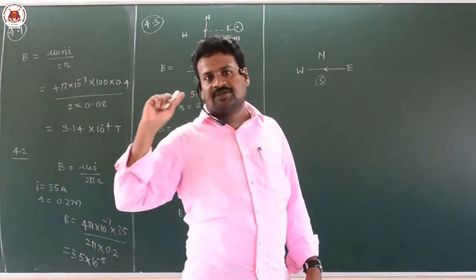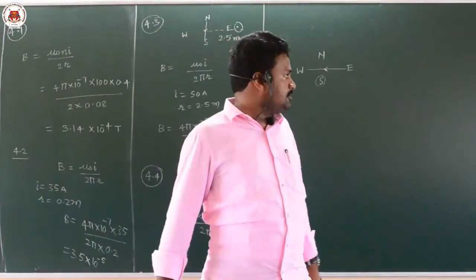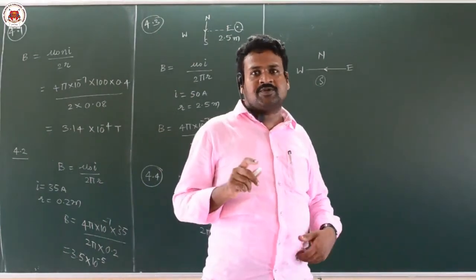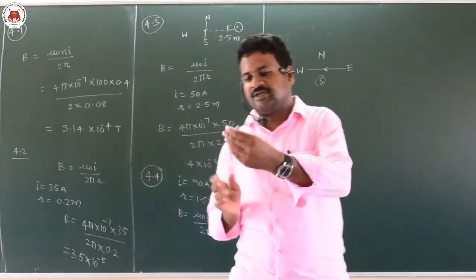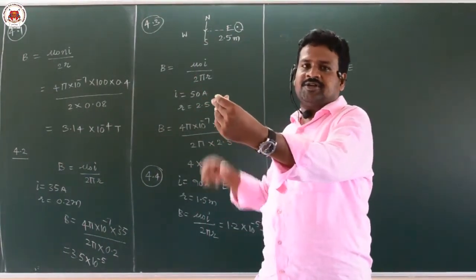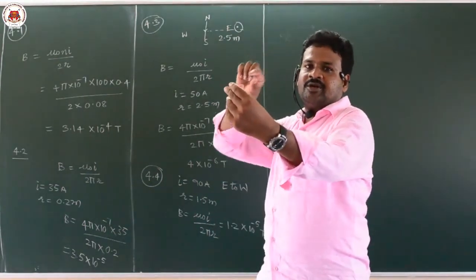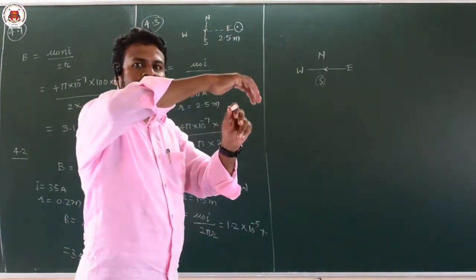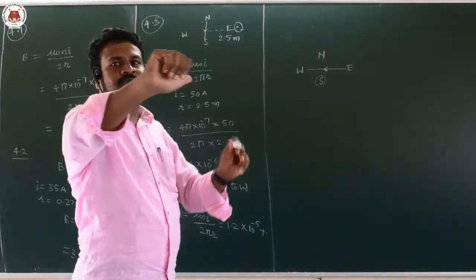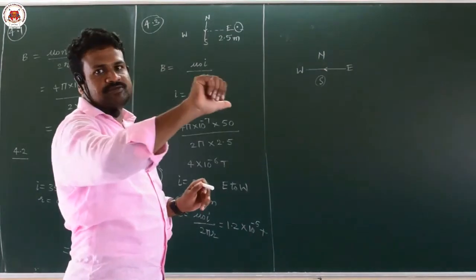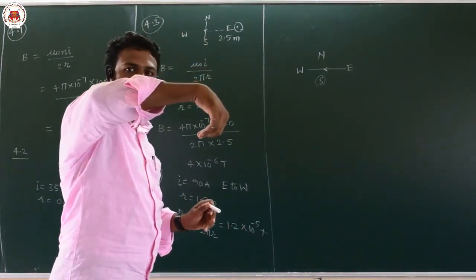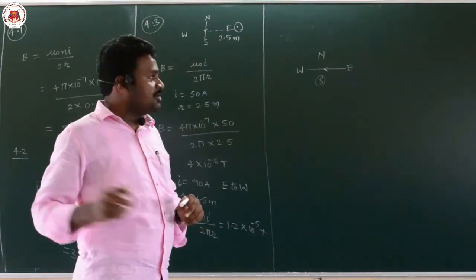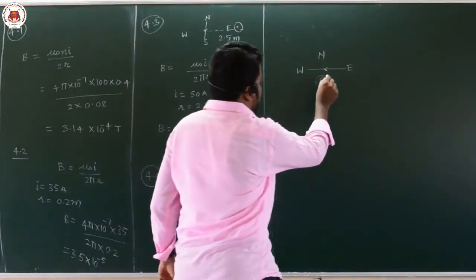East, west, south, north. Now here, there is a horizontal wire carrying current from east to west, which means this is the current direction. Current is coming like this. Now hold this wire such that the thumb is pointing towards the direction of current, and the curled fingers are going towards the right side. So that means the magnetic field is towards south.